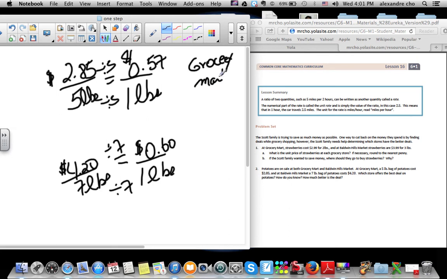Okay, a difference of 3 pennies. Depending on distance, you might want to think about whether it's worth going further down if it's only a difference of 3 cents, but that's another topic for another day. Okay, so anyways, Grocery Mart had the cheaper one by 3 cents as far as the potatoes go.